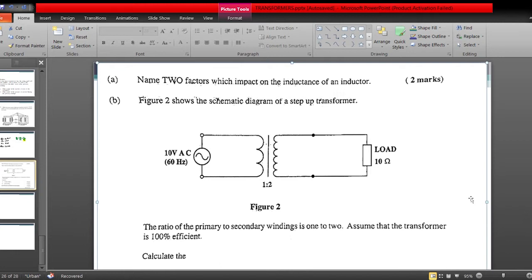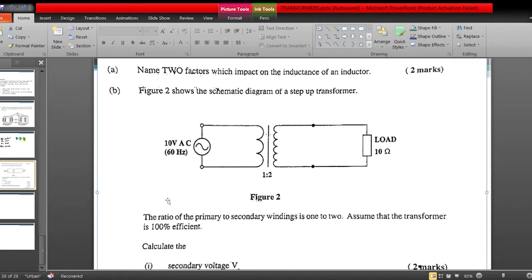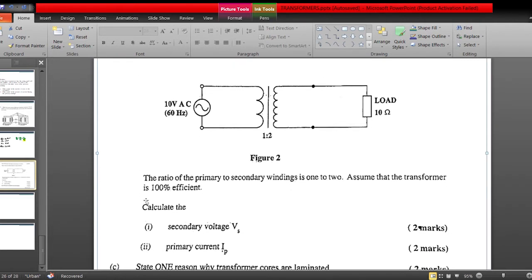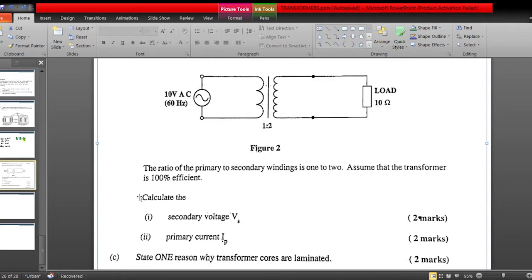Today we want to take a look at this CSEC question. Question B. It reads, Figure 2 shows the schematic diagram of a step-up transformer. The ratio of the primary to secondary windings is 1 to 2. Assume that the transformer is 100% efficient. Calculate the secondary voltage and the primary current.